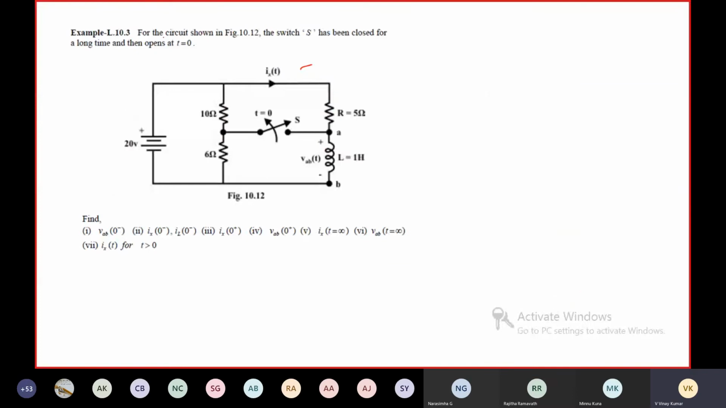Here, for the circuit shown in the figure, the switch S has been closed for a long time, then opens at t equal to 0. By seeing this circuit also, we will come to know the switch is opened at t equal to 0. At t equal to 0, the switch is opened.